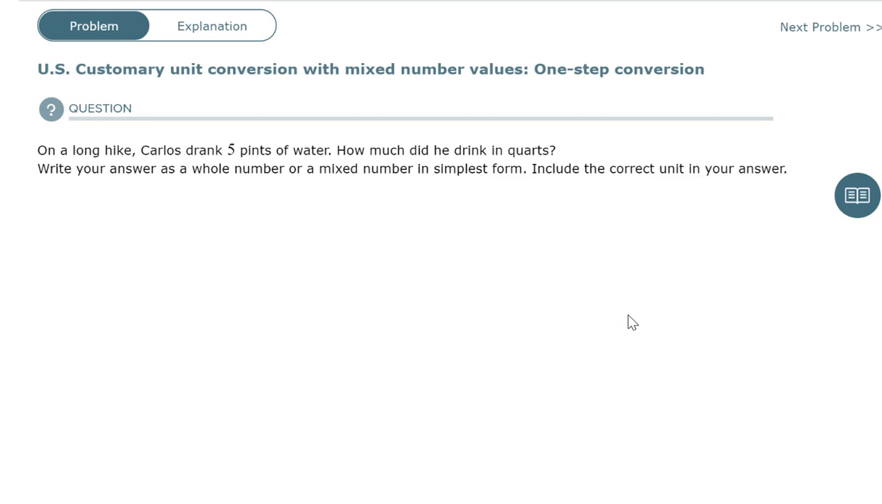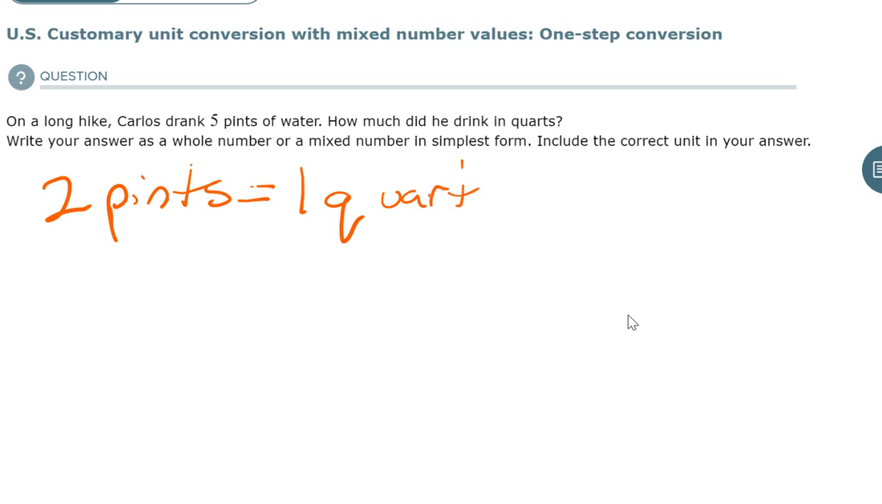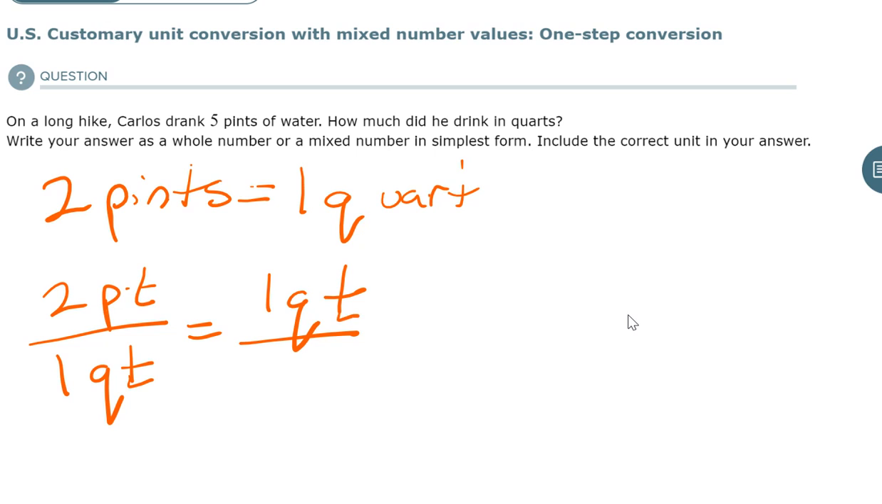Okay, so in this case, if you click on explanation, they have a chart. You guys are welcome to just print that chart out and have it with you. But I know, I looked it up, and we have 4 pints is the same as 1 quart, which means 2 pints over 1 quart is 1, or 1 quart over 2 pints is 1. So I'm going to use one of these. These are both conversion factors.